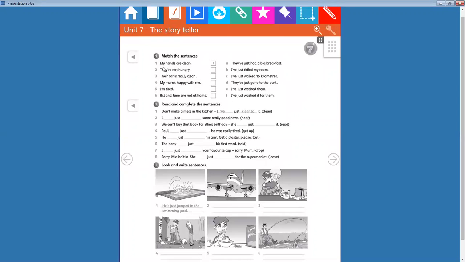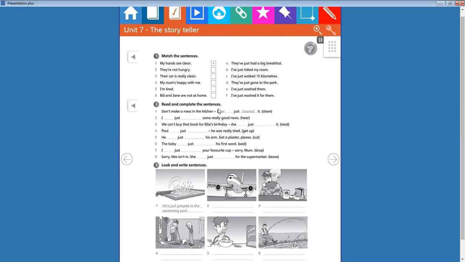So my hands are clean. My hands are clean. So look at E. I've just washed them. It means I have just washed my hands. So this exercise is talking about present perfect. Just match the sentences.